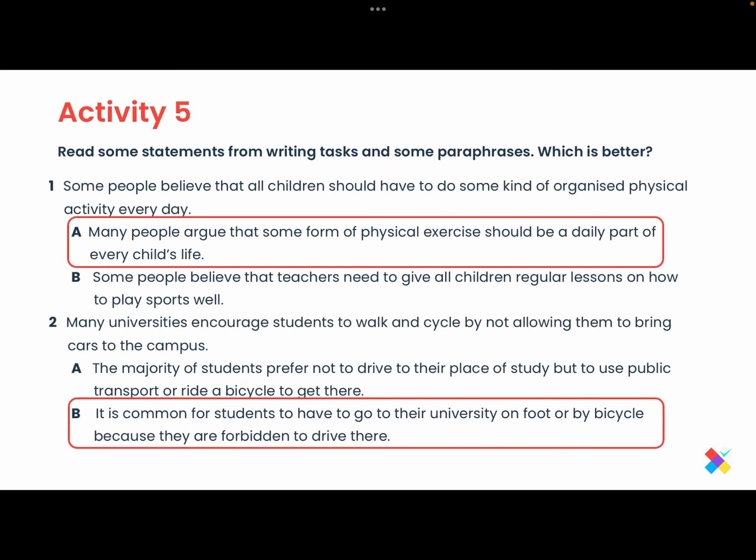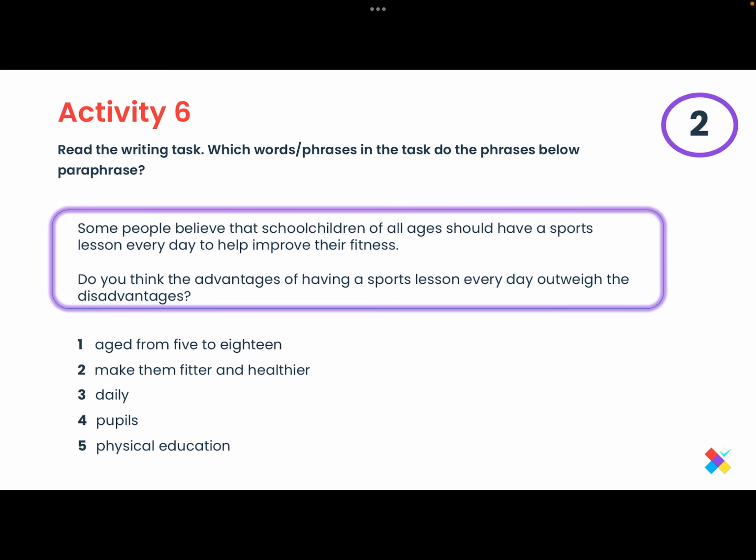Okay, moving on to the next activity, activity 6. And we're focusing on a different opinion essay. First of all, which words and phrases in the task do the phrases below paraphrase? So read the question very carefully, and you've got 5 alternatives of paraphrasing, but you have to match them in the question. All right? 2 minutes. Here you go.